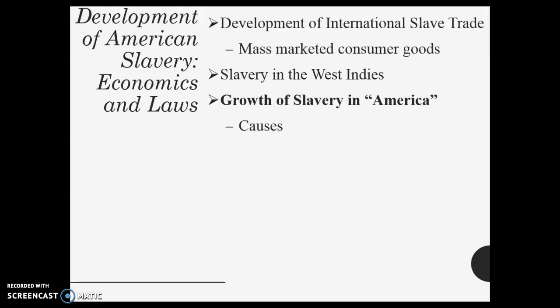Growth of slavery in America, what becomes America, we talked about this already: plantations, lack of indentured servants, and lack of indentured servants because people didn't want to do it anymore. You had to pay them, and it's economic causes. Another thing too, with skin color, this is part of it.